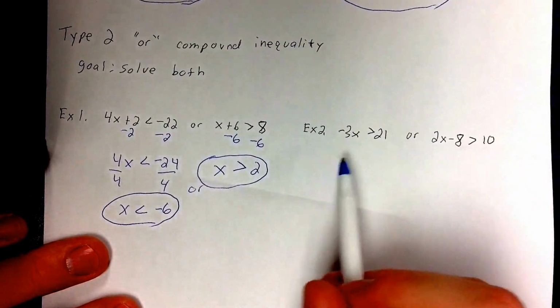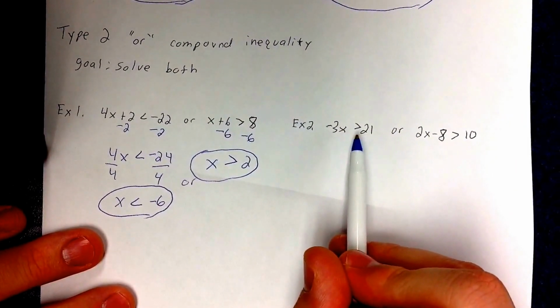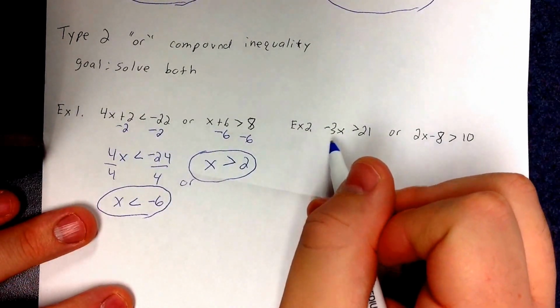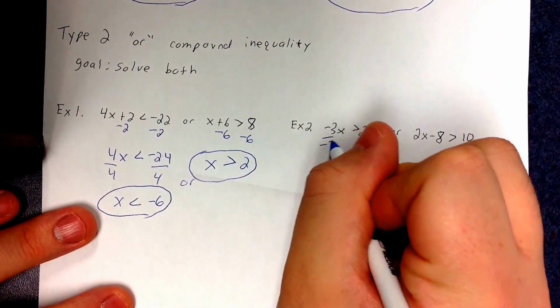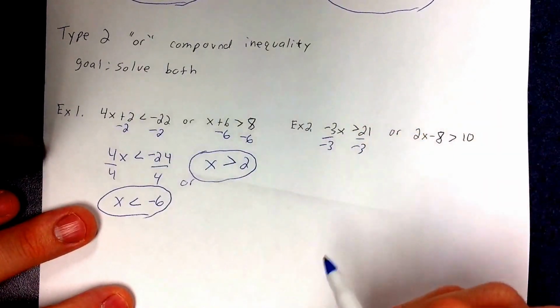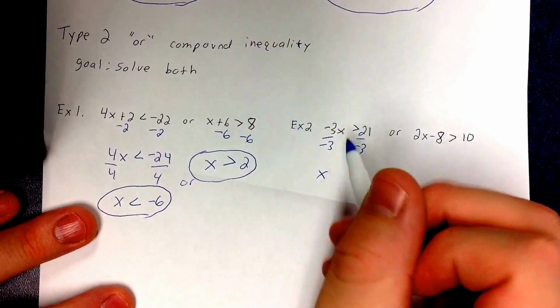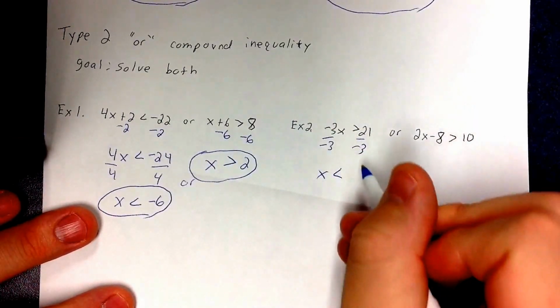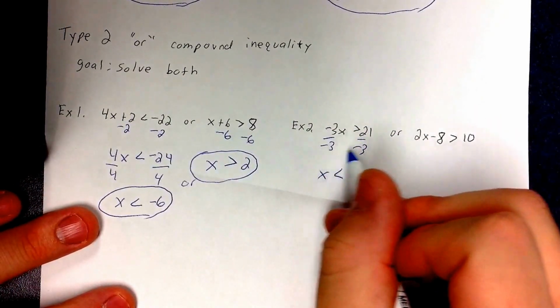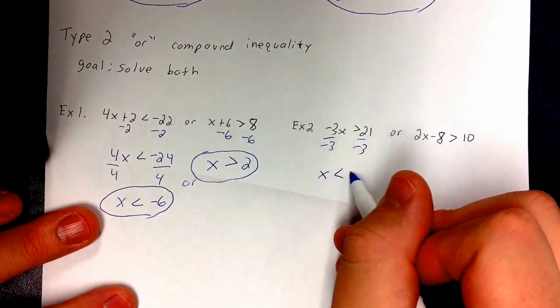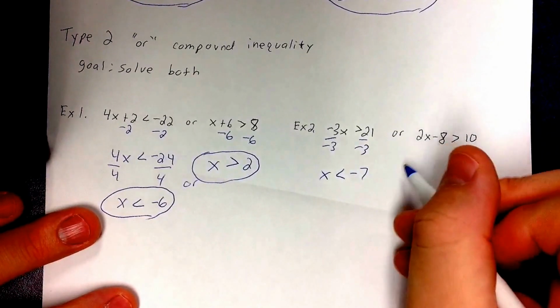Now the second example, negative 3 times x is greater than 21. So it's not by itself because it's being multiplied by negative 3. So the opposite is to divide by negative 3. Now, when you divide by a negative and you're dealing with inequalities, you have to flip the inequality sign around. So again, when you divide both sides by a negative number, you flip the inequality around. 21 divided by negative 3 is negative 7.